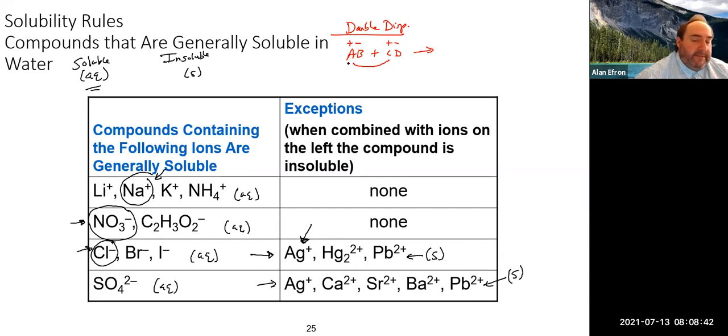And what always happens in that case is the two positive guys just switch partners. What ends up happening on the product side is that we form a couple of new ionic compounds as those guys switch partners. So A ends up with D, C ends up with B here, and we get some new ionic compounds formed over here on the product side. So again, this is the big classification of reactions, which is double displacement.